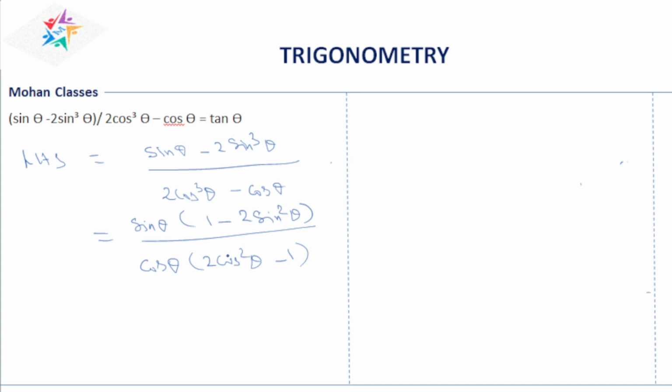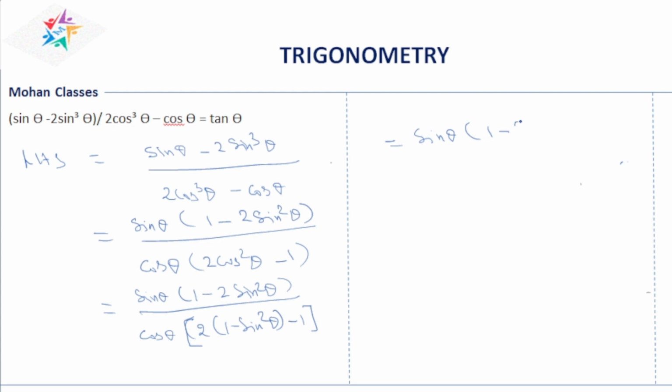Okay. So this cos square theta I am going to write in the form of 1 minus sin square theta. 1 minus 2 sin square theta divided by cos theta, 2 into 1 minus sin square theta minus 1. Understand? What I have done here? Cos square theta we have changed it to 1 minus sin square theta. Now simplify it.